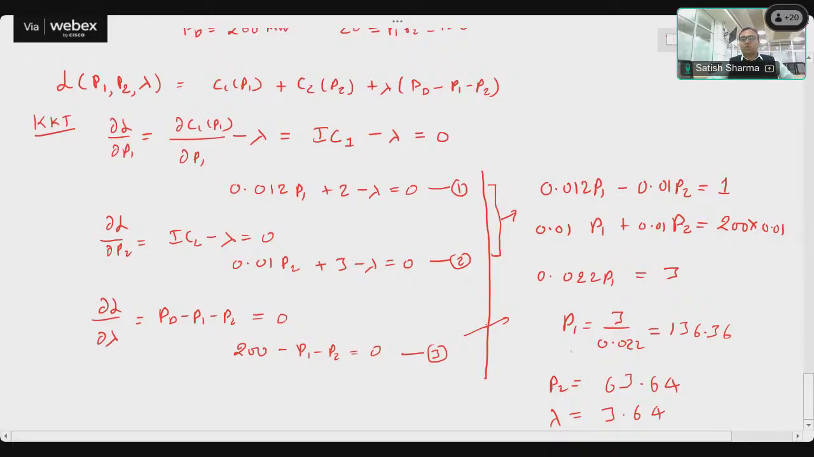So this is how we solve this particular problem. If you see here, this 136.36 and 63.64 are both within the limit. For both generators we had a maximum limit of 150 megawatts, so they are not violating the maximum limit or the minimum limit.